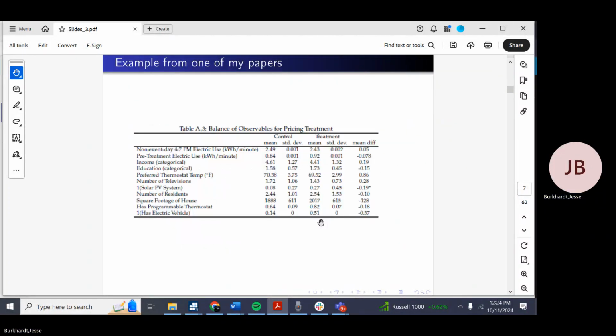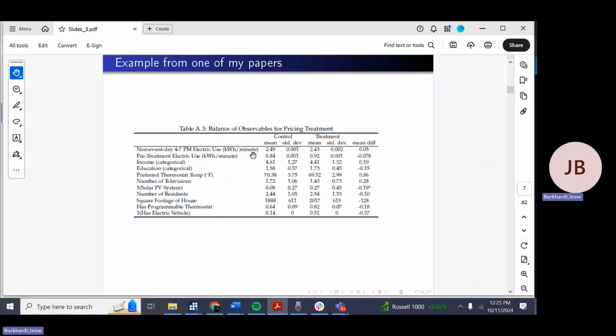So let's look at an example from one of my papers. This is a table of balance. We have a control and a treatment group. We have means for the control, standard deviations for the control, means for the treatment, and standard deviations for the treatment group, and then the mean difference. What we're looking for here is differences in means across the different groups and whether or not they're statistically different. We know they're going to be slightly different, but are they statistically different? For example, this was a randomized controlled trial, so for the pretreatment electricity use, prior to treatment, we would expect it to not be statistically different between the control and treatment group, and that's what we found.